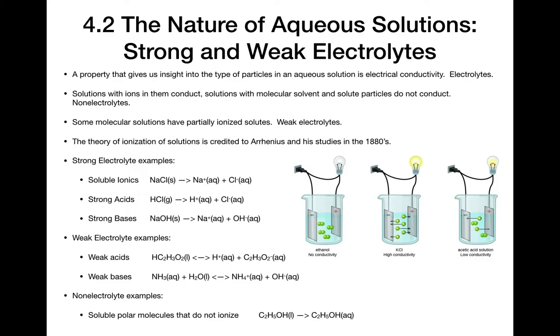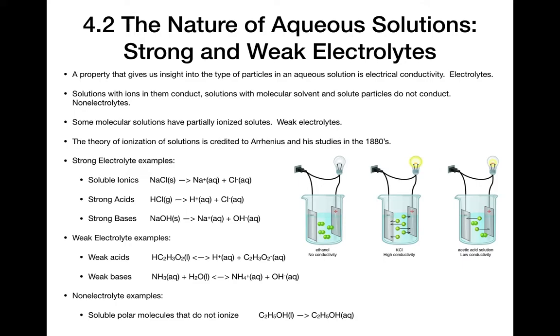strongly. So this theory of ionization, of formation of ions in solutions, is credited to Svante Arrhenius, and his theory of ionization was developed in the 1880s. He later got the Nobel Prize for it. So we know we have soluble ionics like NaCl that split into Na plus and Cl minus. We have soluble strong acids such as HCl that fully ionize into H plus and Cl minus.